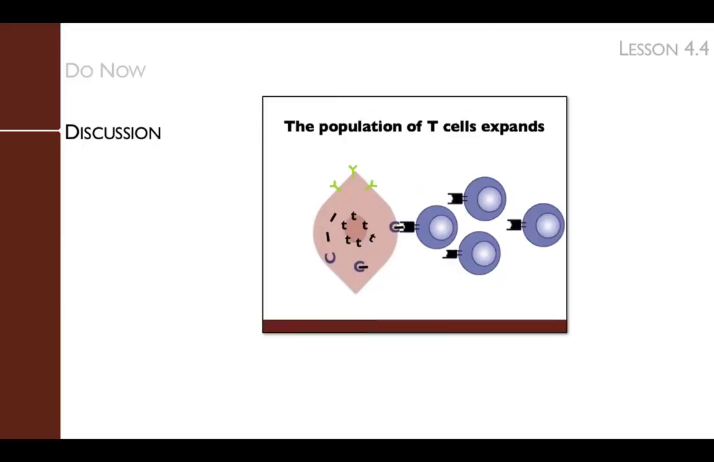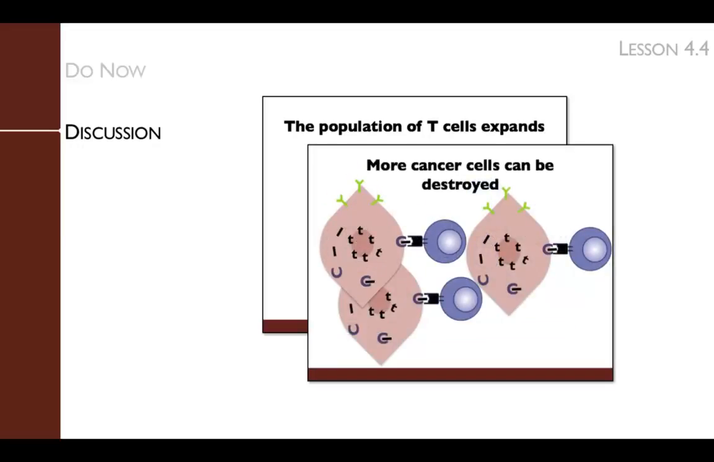After this, the killer T cell with that specific receptor proliferates so that there are enough cells with that receptor to kill all the mutated cells, and thus more cancer cells are destroyed. But remember that not all the cancer cells are identical.